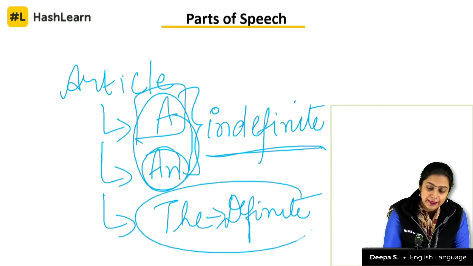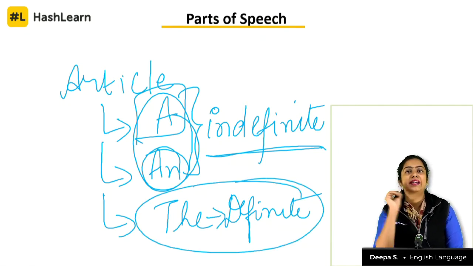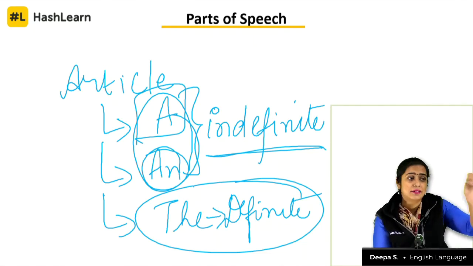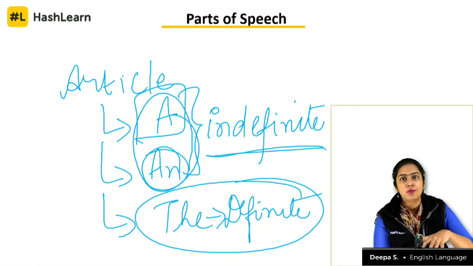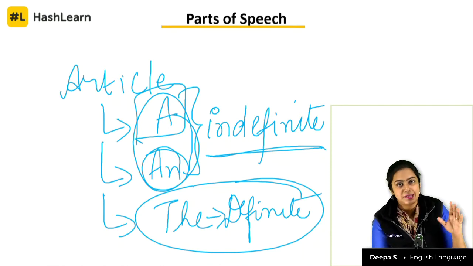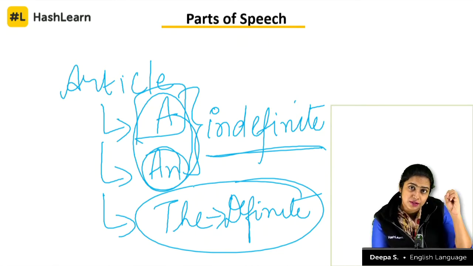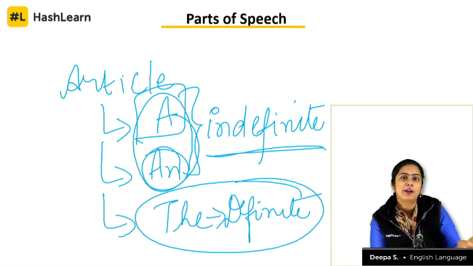On the other hand, when something is very well defined, very well identified, for example, I say, hey, this is the dog that bit me. I know there is only one dog that has bitten me, and it is this dog. So, there is some identification, a very definite way of putting things there, that is the definite article.